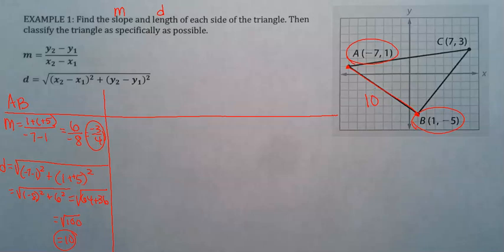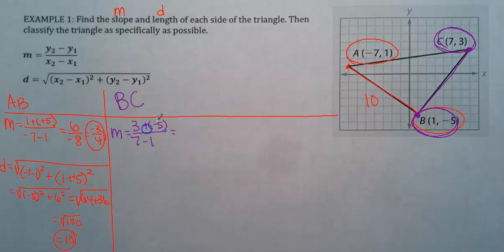All right, next up, I'm going to do B, C stuff. Okay, so BC here. So first we need to find the slope. Okay, so now I'm looking at B and C. So my slope is my y's, so 3 minus negative 5 over my x values, 7 minus 1.